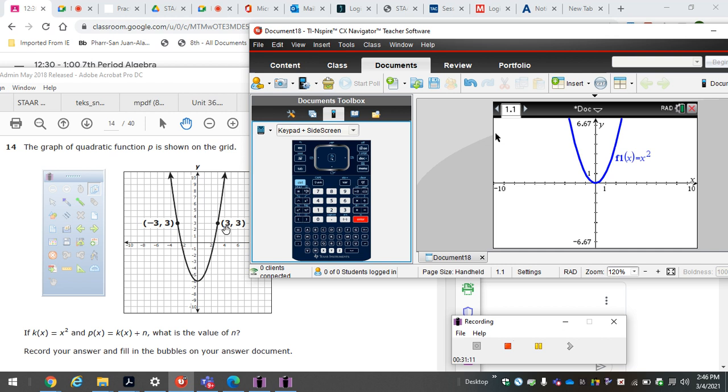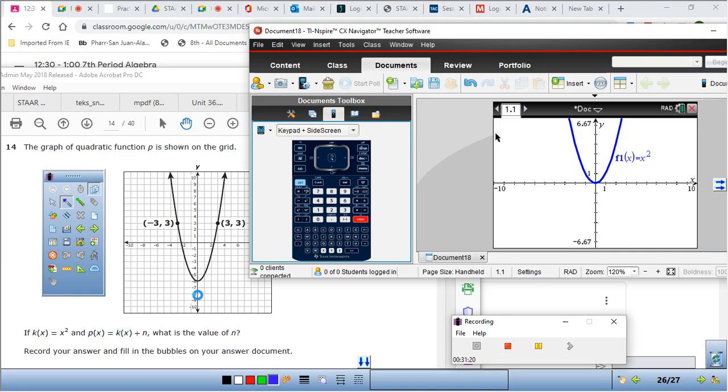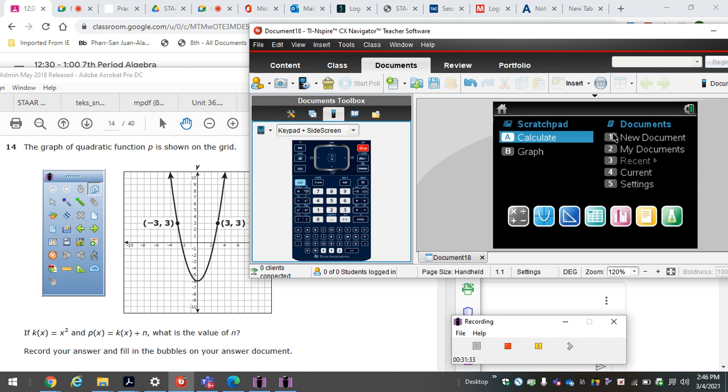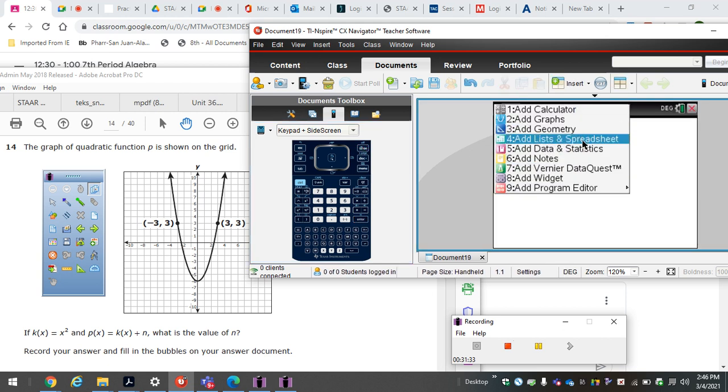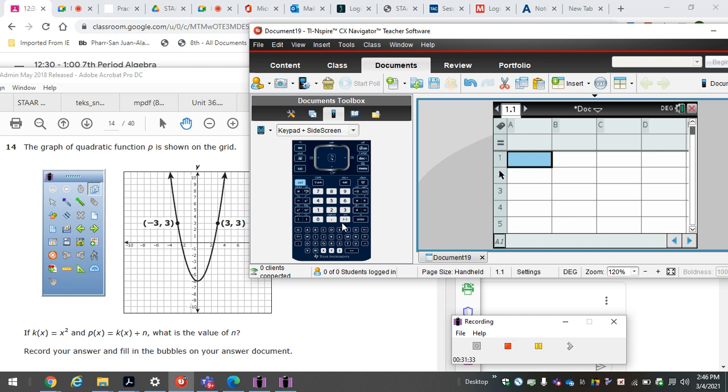What am I supposed to say in this one? Can you get a third point on there? I'm going to say this bottom one here to be 0, -6. Okay, so you see, we can get these 3 points. And we're going to come out here to lists and spreadsheets. On, new document, no, lists and spreadsheets. And we're going to go to -3, 3, 3, 3. And remember this one right here, 0, -6.